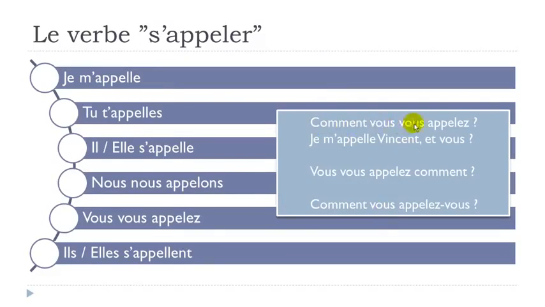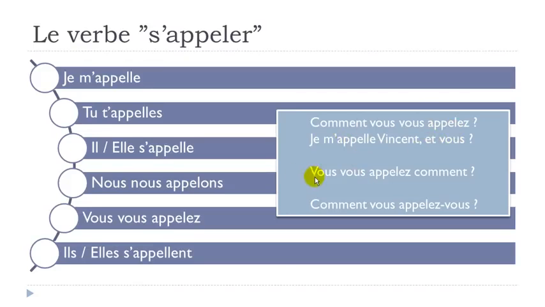Comment vous vous appelez? So when you want to know the name of someone. Comment vous vous appelez? Answer: Je m'appelle Vincent. Et vous? So I am Vincent, I call myself Vincent if you want. Vincent. Et vous? And you. So you want to know the name of the person who is asking this question.